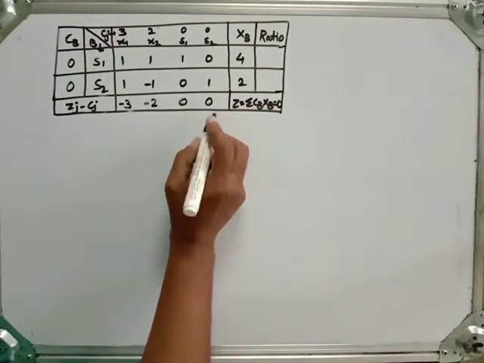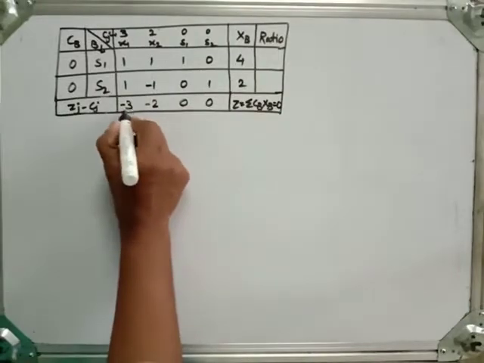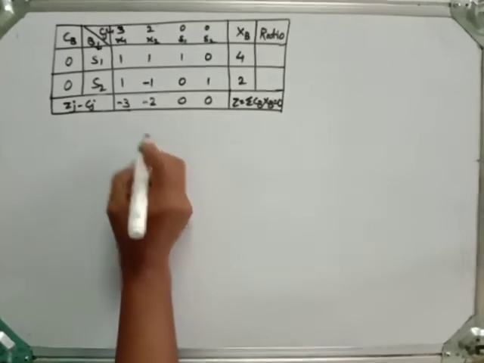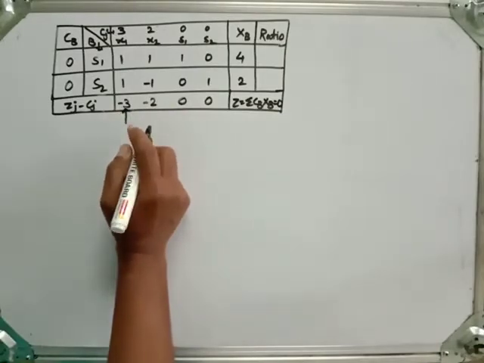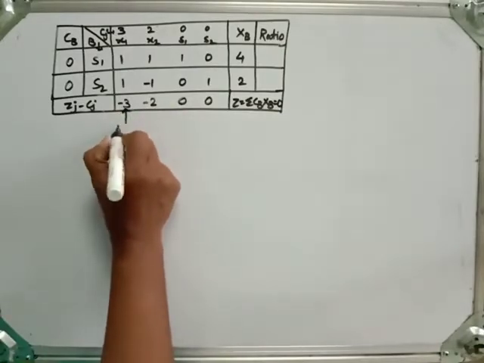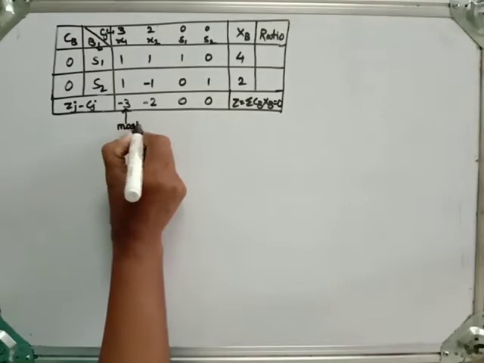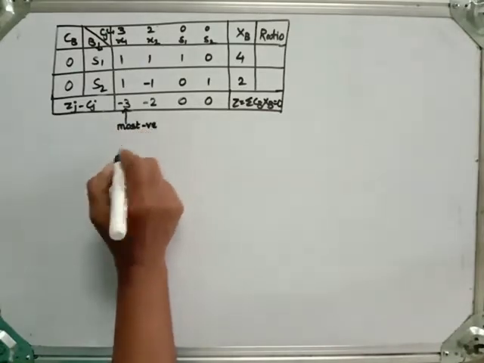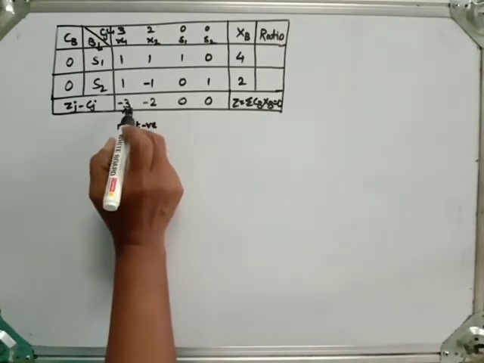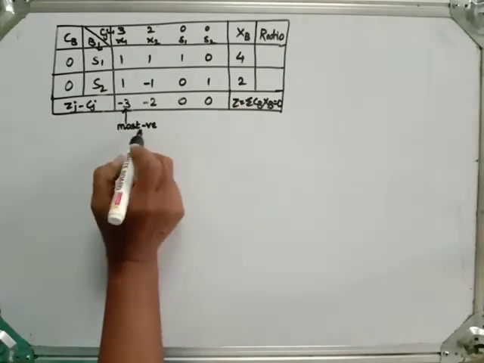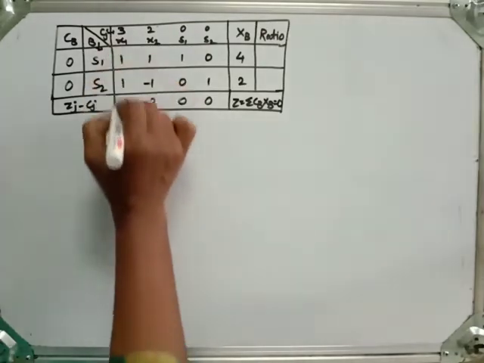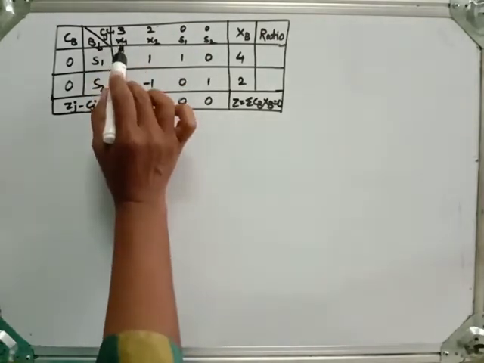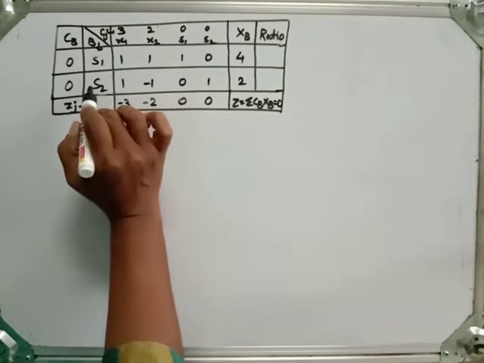We need an improved table. To find the improved table, first of all we need to find the pivot element. Now this is a problem of maximization. The pivot element can be obtained using the pivot column and pivot row. The pivot column is the column having the most negative Zj minus Cj. Here the most negative Zj minus Cj is minus 3, so this is our pivot column. It indicates that x1 wants to enter the basis.